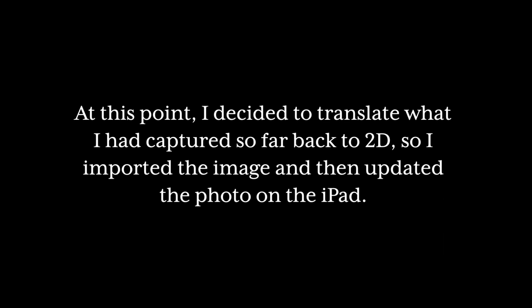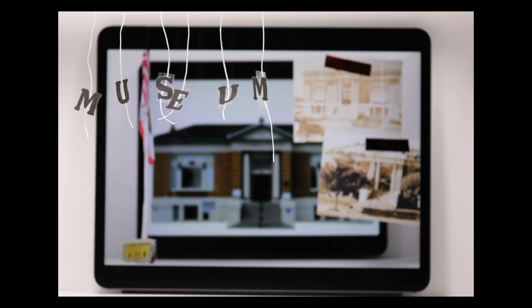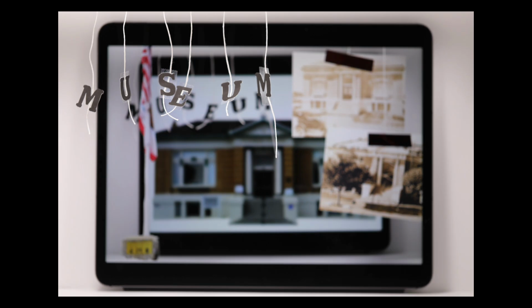At this point, I decided to translate what I had captured so far back to 2D, so I imported the image and then updated the photo on the iPad. I wanted to photograph both the physical text over the digital background, as you see here, as well as photograph the physical text over the photograph containing the text, which we're looking at here. I decided to move forward with this image as I liked the texture the multiple sets of characters offered. At this point, I was beginning to have fun with this exercise.